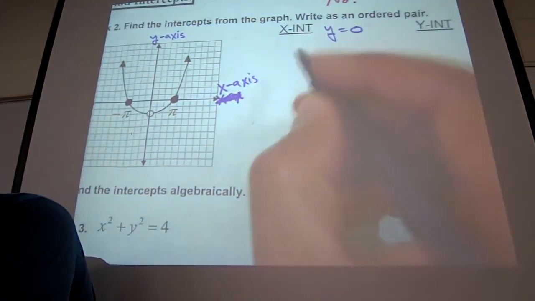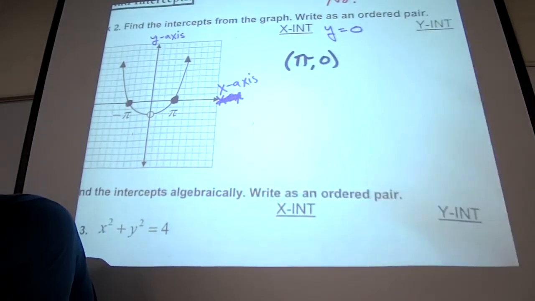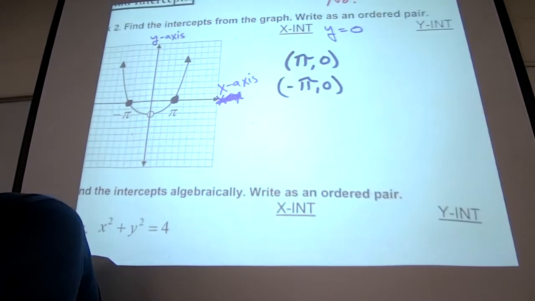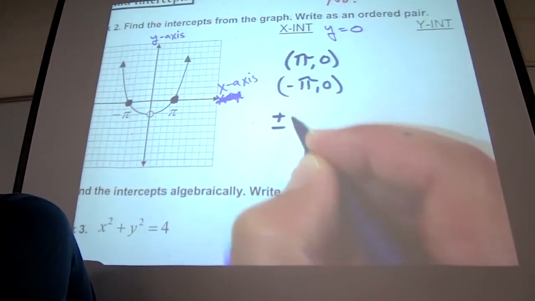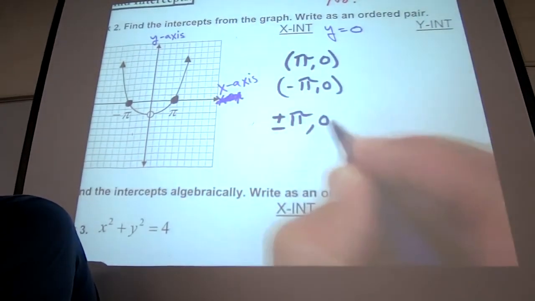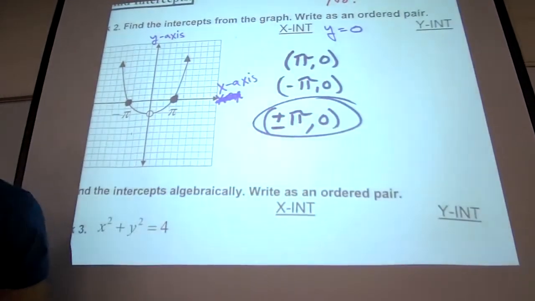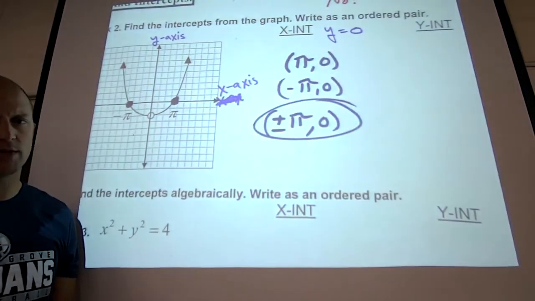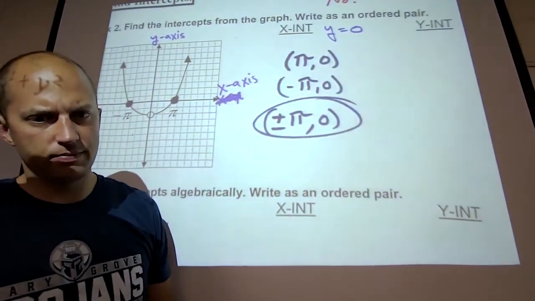So I write that as a coordinate point. I have pi comma 0 as one of the points, or negative pi comma 0. I believe my math lab will accept plus or minus pi, 0, but you can double check. If they won't accept plus or minus pi comma 0, then you'll have to spread it out: pi, 0 comma negative pi, 0. Okay?